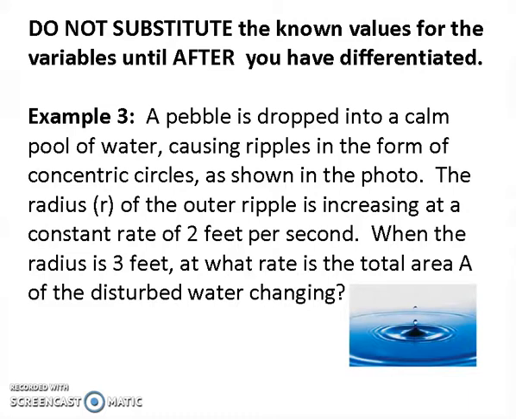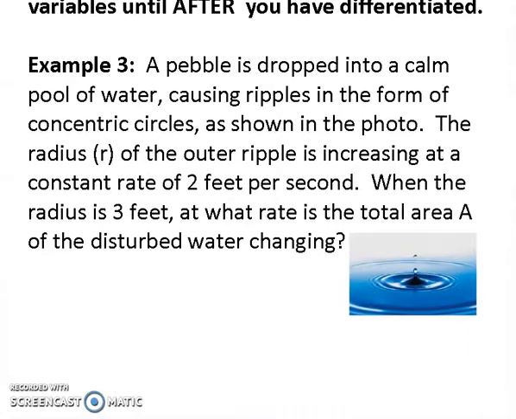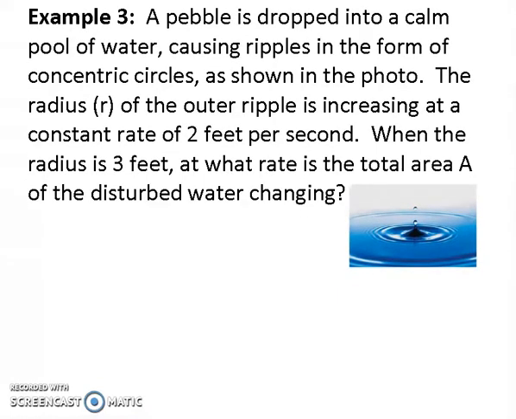So here's another geometric situation. It says a pebble is dropped into a calm pool of water, causing ripples in the form of concentric circles. And you've got a little picture of the example shown over there on the right. So concentric circles are just circles that share a center. The radius of the outer ripple is increasing at a constant rate of 2 feet per second. When the radius is 3 feet, at what rate is the total area of the disturbed water changing?